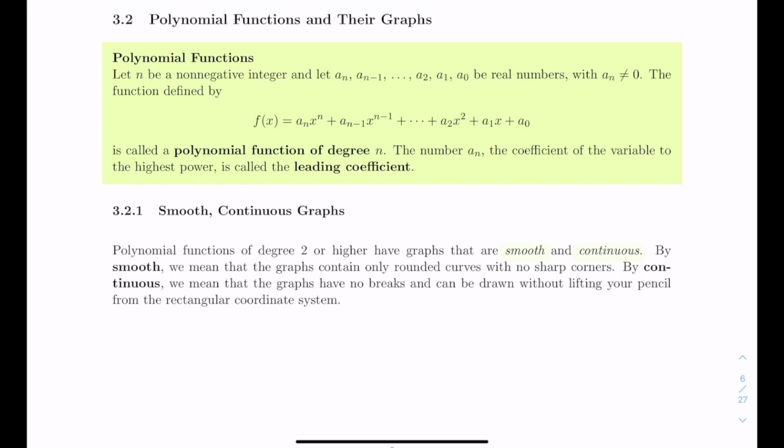The number a sub n is the coefficient of the variable to the highest power. We call this the leading coefficient. Polynomial functions of degree 2 or higher have graphs that are smooth and continuous. By smooth, we mean that the graphs contain only rounded curves with no sharp corners. By continuous, we mean that the graph has no breaks and can be drawn without lifting your pencil from the rectangular coordinate system.